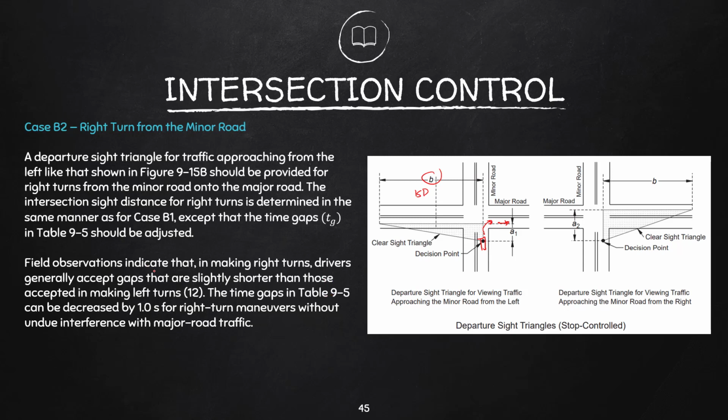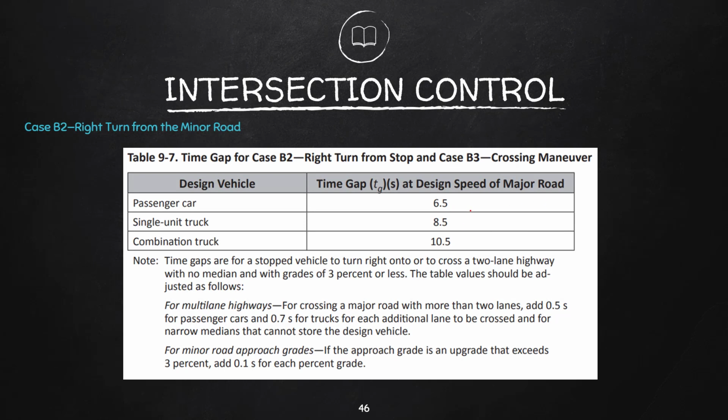So field observations indicate that in making right turns, drivers generally accept gaps that are slightly shorter than those accepted in making left turns. The time gaps in 9.5 can be decreased by 1.0 second for right turn maneuvers without undue interference with major road traffic. Because if you'll notice, for the left turn maneuver, you will require longer time. But for right turn, that is a shorter distance, meaning you will require lesser time to do the maneuver. So we will adjust it into the following values.